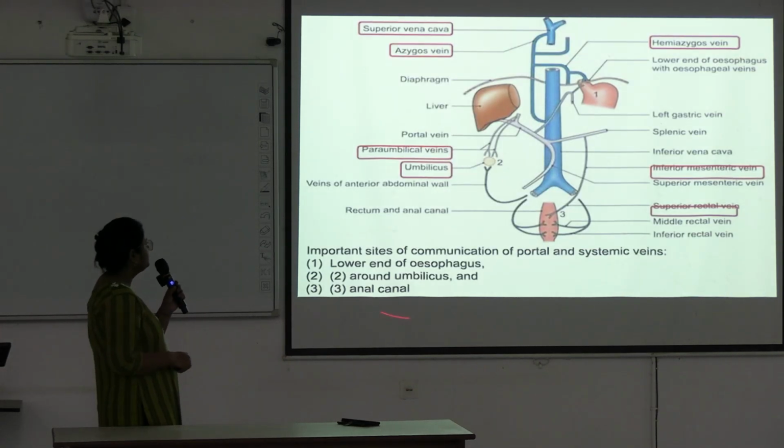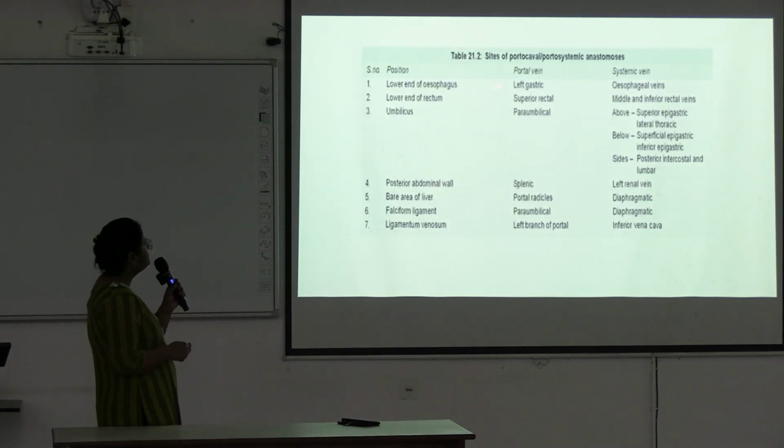So these three areas are important sites of anastomosis: lower end of esophagus, around umbilicus, and in the anal canal. So at the lower end of esophagus, portal vein is left gastric, systemic vein is esophageal vein. At the lower end of rectum, superior rectal is portal system, middle and inferior rectal are systemic. Around the umbilicus, paraumbilical vein is portal system. Above there is superior epigastric and lateral thoracic. Below there is superficial epigastric, inferior epigastric, and from the sides posterior intercostal and lumbar veins. Okay, 6 veins are there in the systemic system.